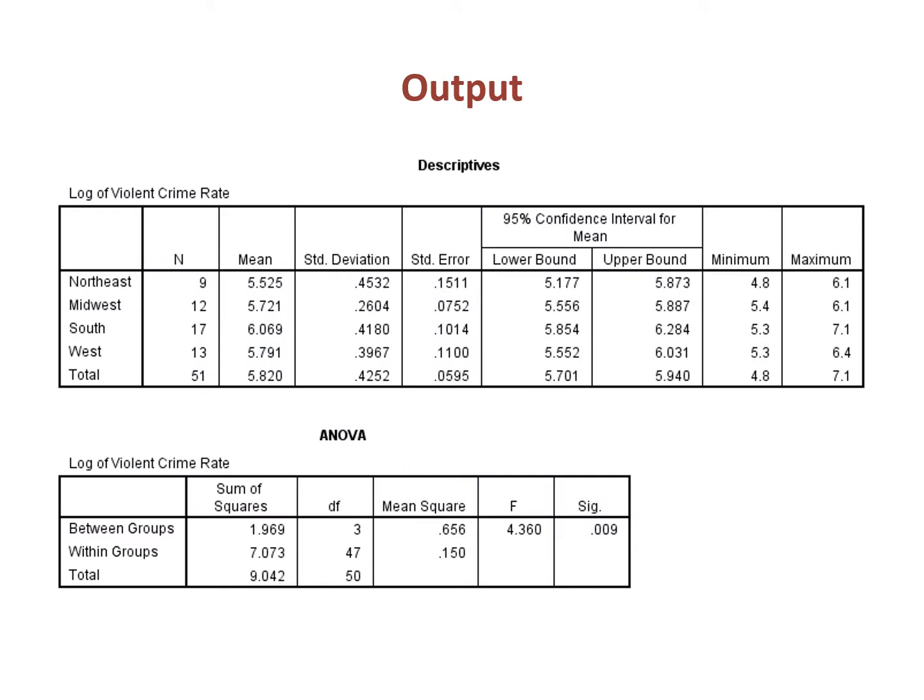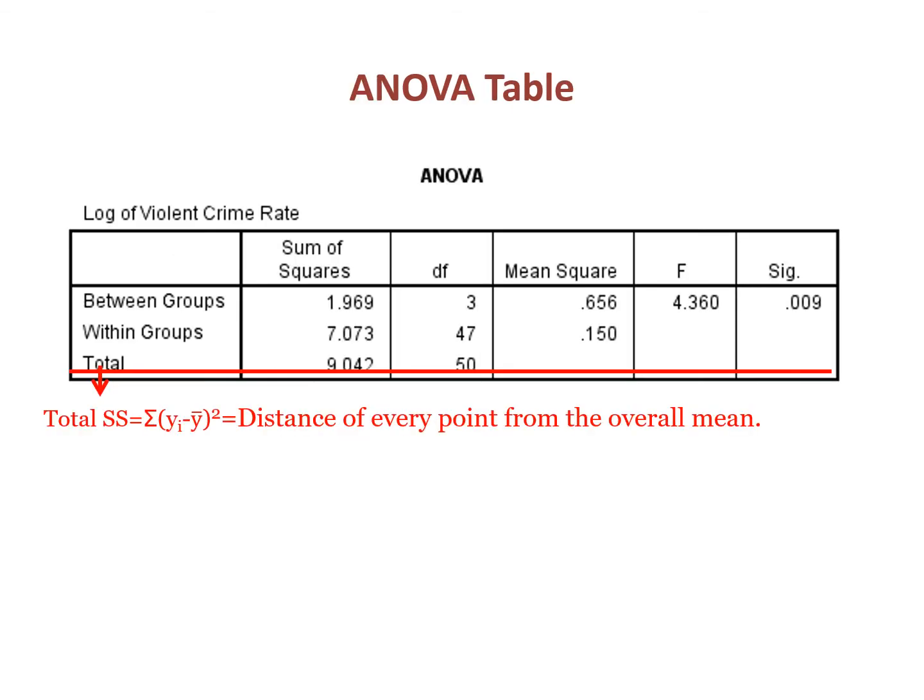The output contains two tables. The first table is descriptive statistics for each region. Southern states have the highest violent crime rate, and northeastern states have the lowest one. The second table is the ANOVA table, which tells us the statistical significance of the model. This table is the same ANOVA table that we see in OLS regression. The total refers to the total sum of squares. This is the distance of every observation from the overall mean of the data.